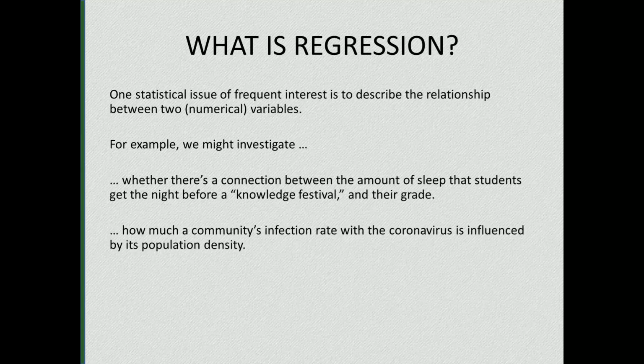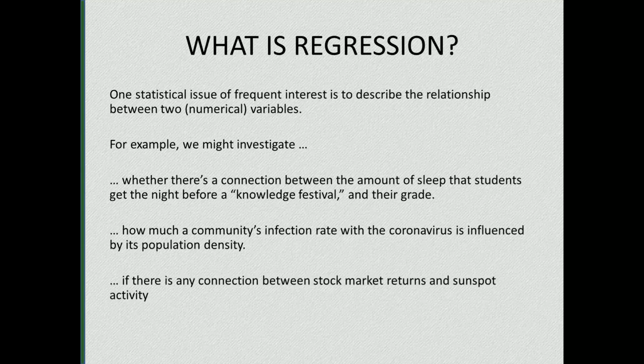A timely example: to what extent is a community's infection rate with COVID connected to its population density? Maybe more densely populated areas have higher rates of transmission. Somewhat tongue-in-cheek, stock market returns and sunspots. Is there a connection?